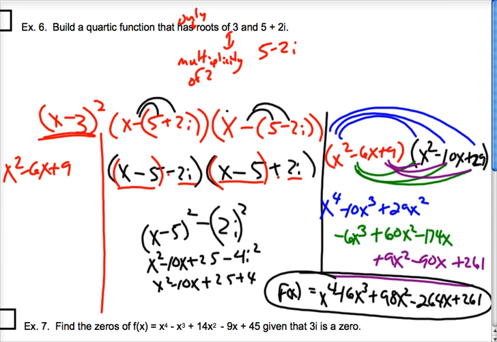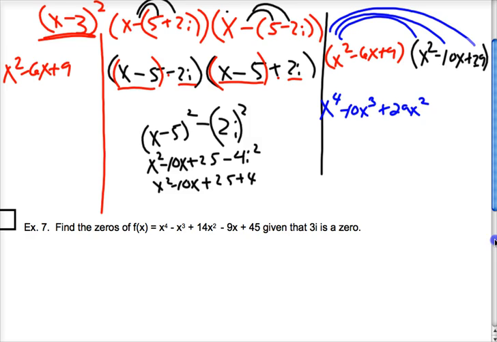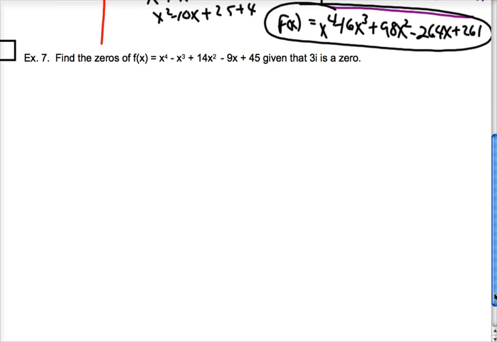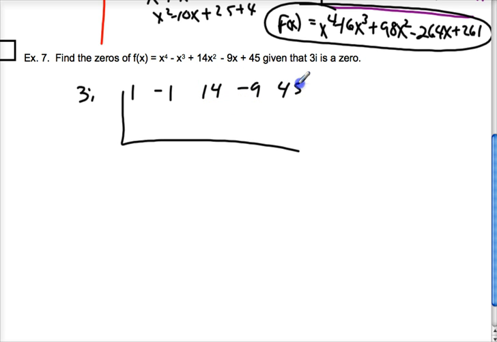Okay, it's been a very long lesson, I know, but it looks like we've got one problem left, so let's fight through and get it done. Find the zeros of f of x, given that 3i is a zero. That tells me if I plug in 3i synthetically, I should get 0 at the end.